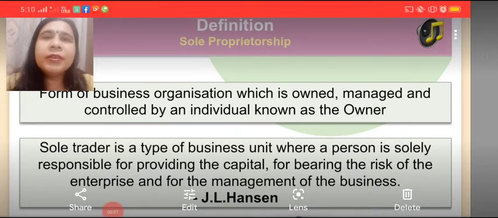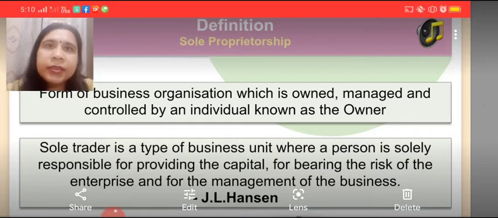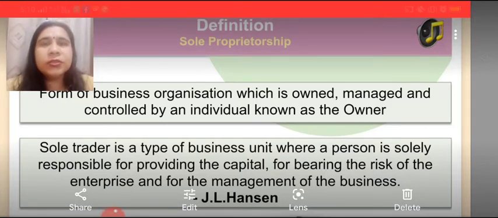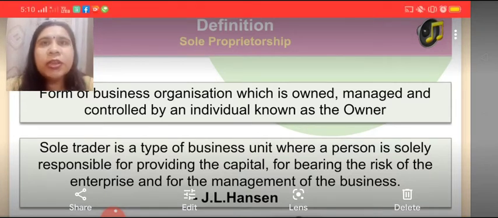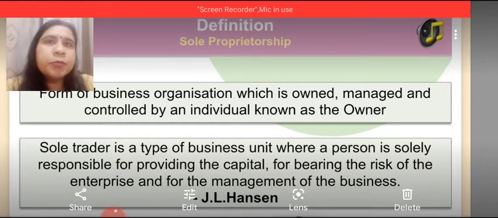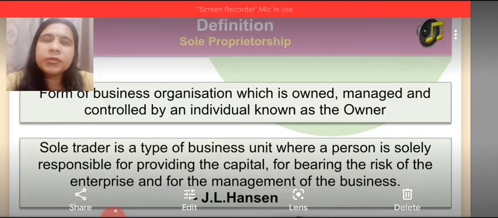Good morning everyone. Today onwards we are going to start the second unit of business studies, that is forms of business organizations. See, when a person decides to start a business organization, what form of business organization should he adopt? It all depends upon the pros and cons, upon the merits and limitations of such form of business organization.